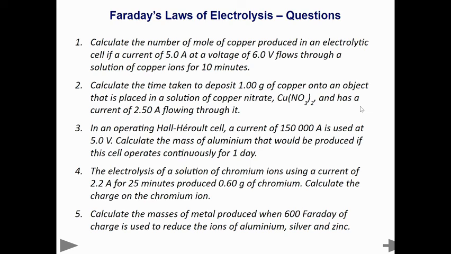Here are 5 problems, and when you read through them, just say calculate the number of moles of copper ions. So now you know that you're solving for moles of copper. That's going to be N. And then the current of 5 amps, which is going to be I, and the voltage of 6 volts for 10 minutes. Now remember that time has to be in seconds, so you would have to do that conversion. So see how you do walking through these problems, and in our next video, we will create an answer key for these problems.